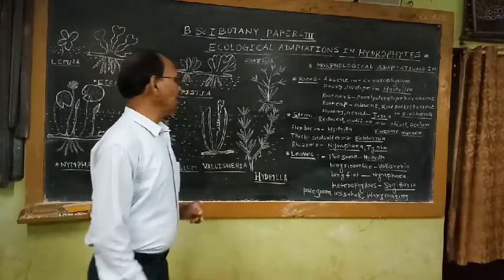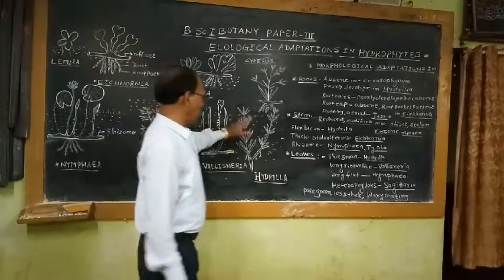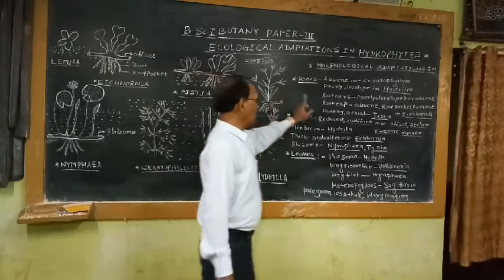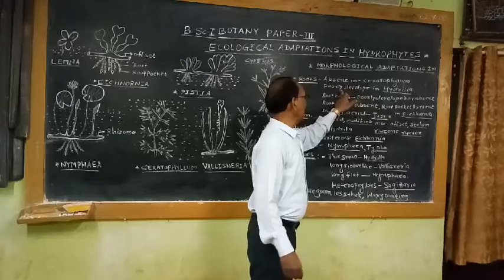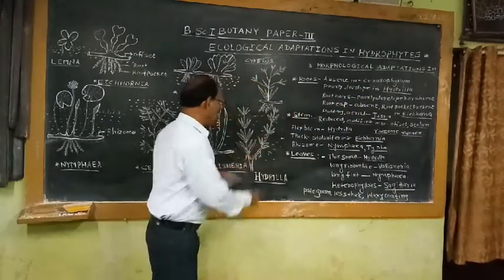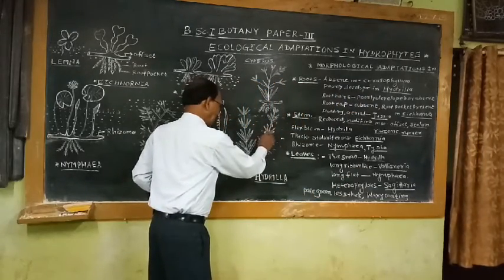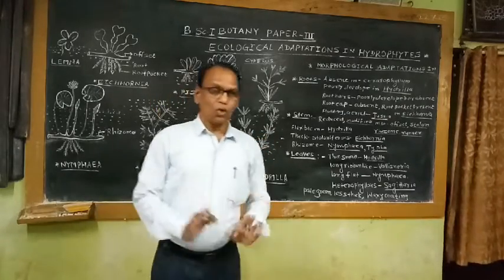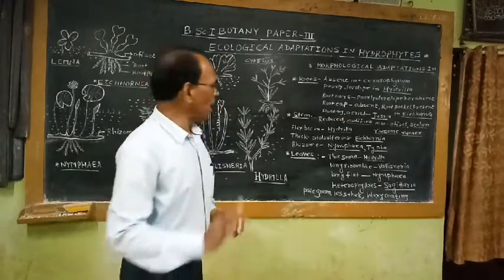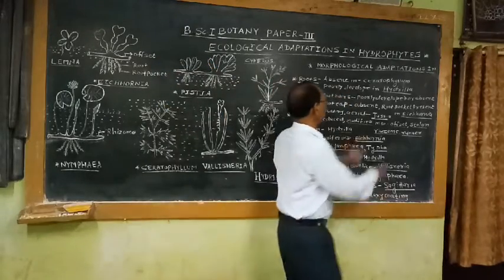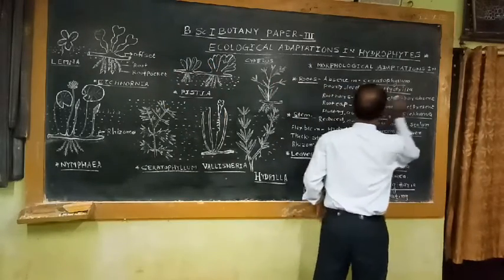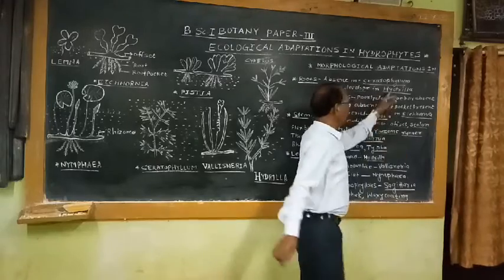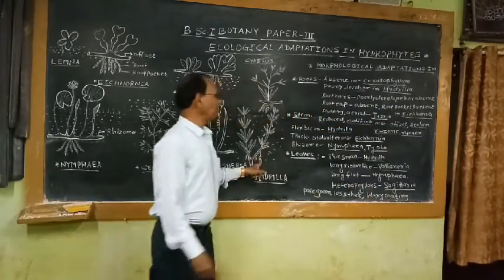In some plants, for example Hydrilla, the root system is very poorly developed. Very few roots are there in this Hydrilla plant. That means the root system is either totally absent, like in Ceratophyllum, or poorly developed in plants like Hydrilla.